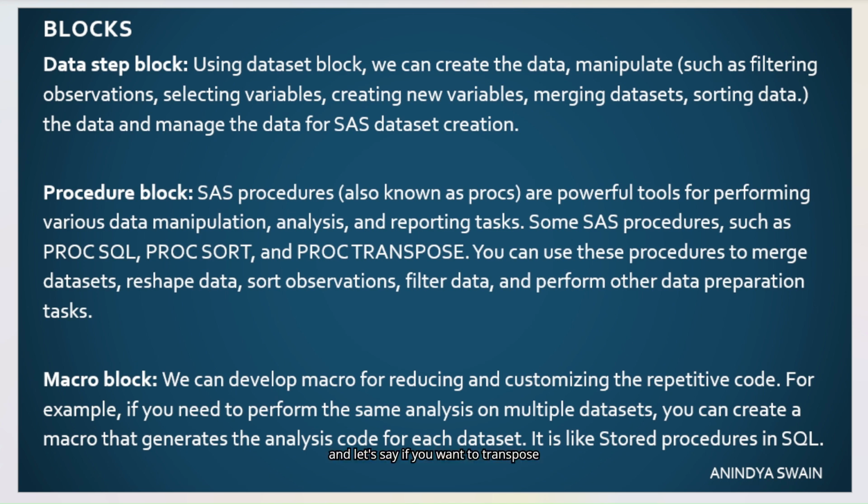And let's say if you want to transpose the data, sort the data, and want to know what different kinds of frequency a categorical field is containing, in this kind of scenario, we would use procs. And the last one is the macro block. Macro block is essentially like an SP, which we call a stored procedure in SQL. So, in order to avoid writing the same code again and again, what we do is we write a macro in SAS. So, these are the ways of writing to get the desired output.